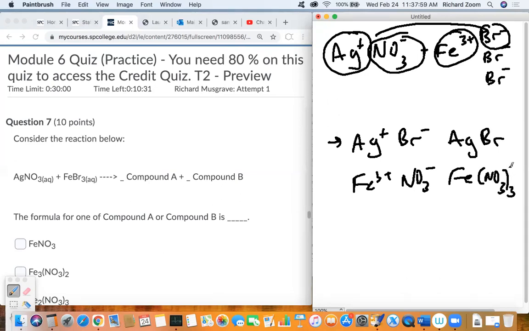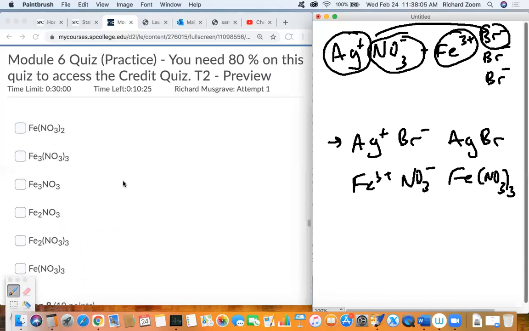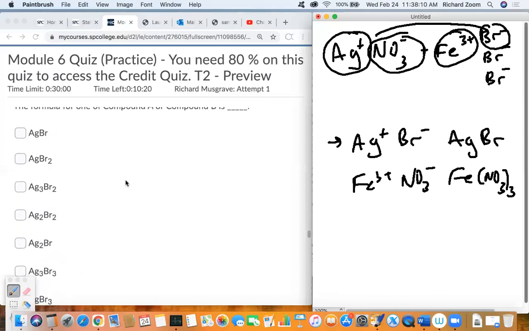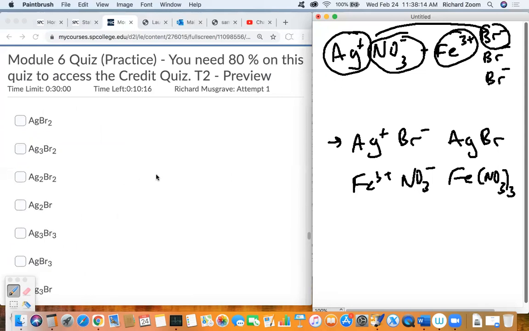FeNO3. So you'll notice that this question here must be about the FeNO3. That would be the answer that was being looked at there. And the other one is looking for AgBr as the answer. Does anybody have any questions?